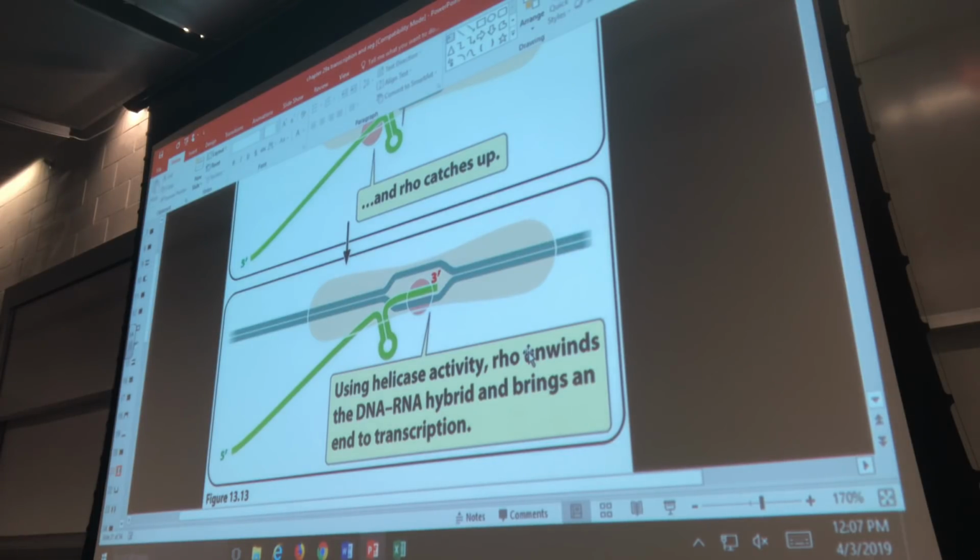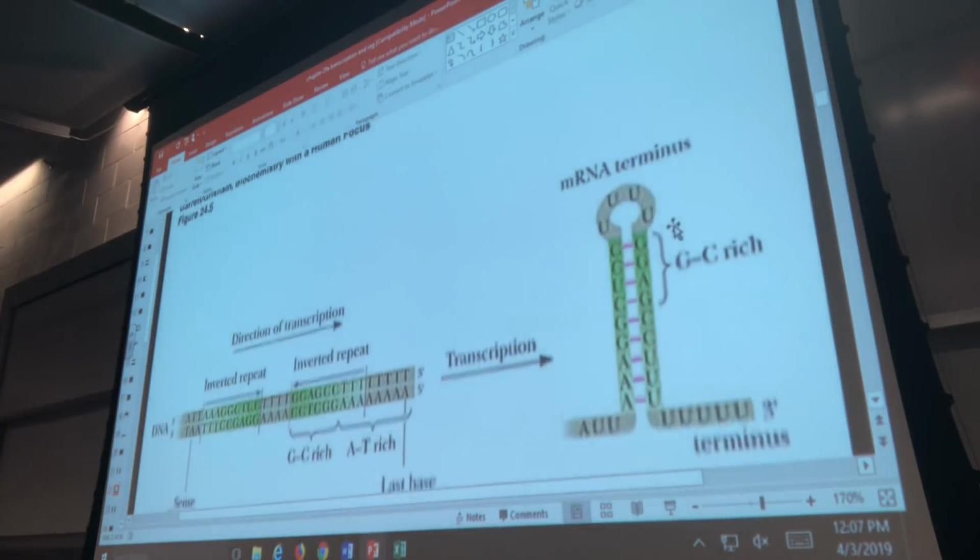at the transcription bubble. And when you unwind the DNA from the RNA and you unwind the RNA polymerase from everything, you can't transcribe anymore. And this is how rho-dependent termination of transcription occurs. So that one's actually pretty straightforward.